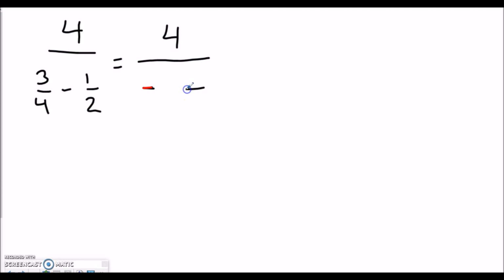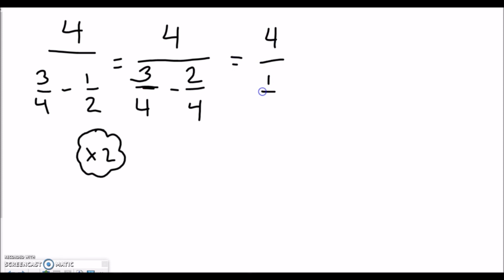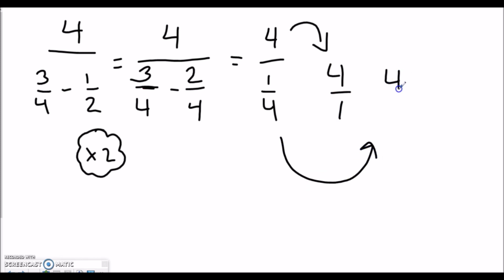Let's try another one. Let's do 4 over 3/4 minus 1/2. We always need common denominators when we add or subtract. Common denominator here is 4. The first fraction doesn't need to change at all. The second fraction is like a times 2, so 2/4. And we can subtract 1 over 4. What do we do from here? Our top 4 just becomes a 4 over 1. And our bottom 1/4, again, reciprocal, also becomes 4 over 1, 16 over 1, or just 16.